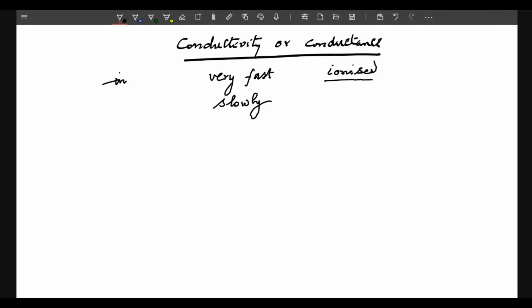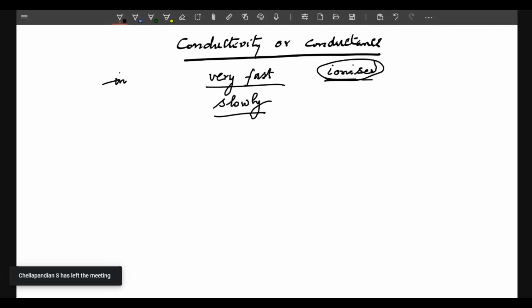You all know this one. After ionization, it is completely ionized. Therefore, a large number of ions are present, and the conductivity of electricity is very high. Whereas there are electrolytes in which the ionization is less, and here the ions would be less, and the conductivity would be low. And therefore, depending upon the conductivity, we classify them as strong electrolytes and weak electrolytes.